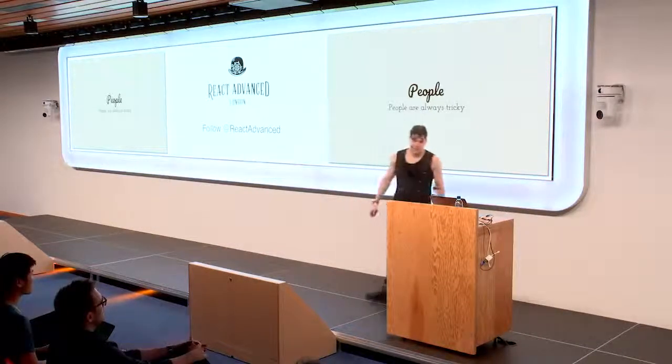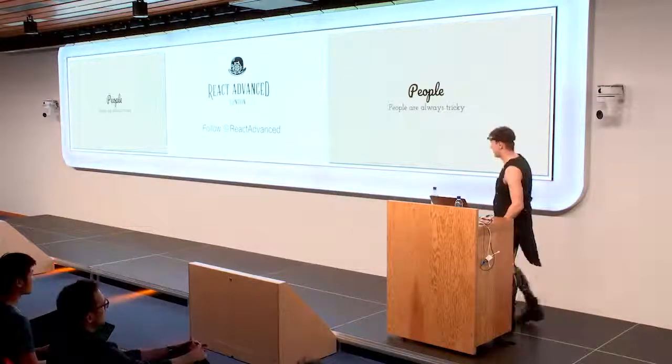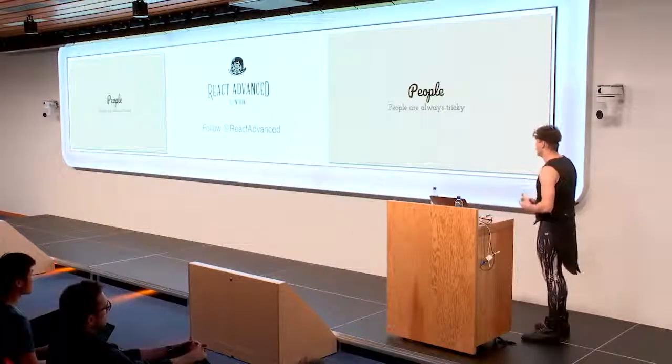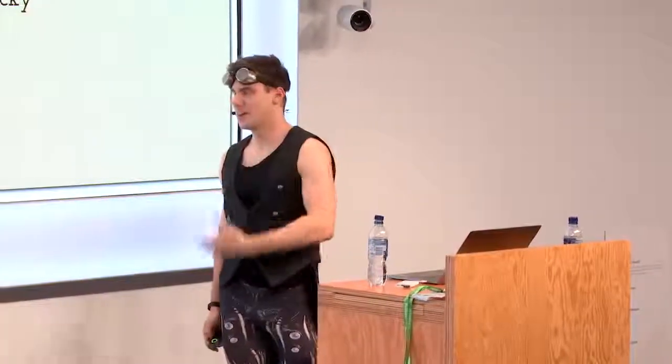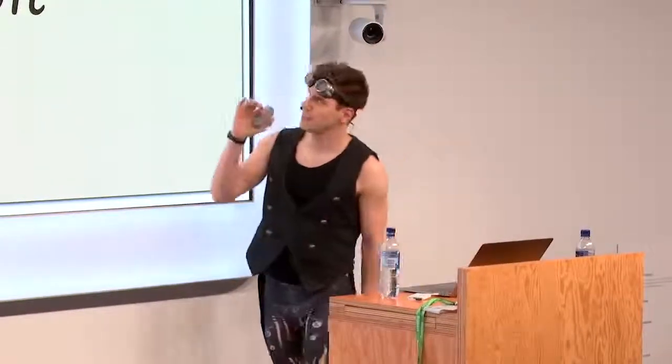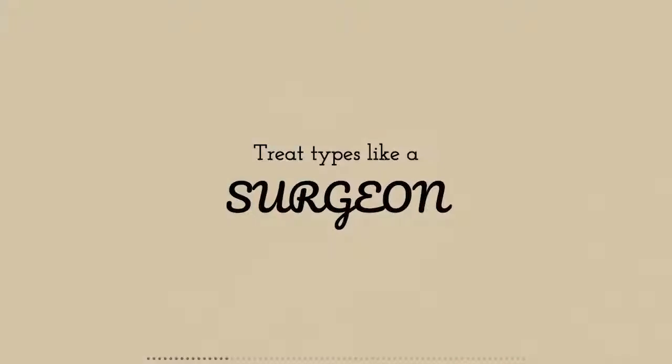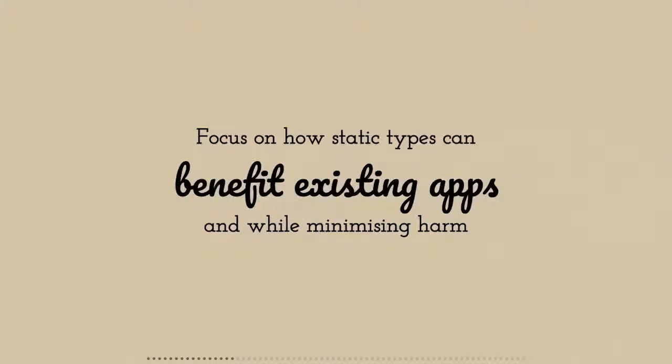It becomes important to recognize that being made to feel junior, because you don't know how to do the definitions properly for something incredibly dynamic, can make people feel bad. And this is something that is overlooked when introducing a large amount of complexity through static types to a project. So we should treat types like a surgeon, by which I mean we should find the area we want to apply types to, pick the correct tool, and wiggle around in the patient, causing the least harm possible. We're going to focus on how static types can benefit existing apps while minimizing harm.